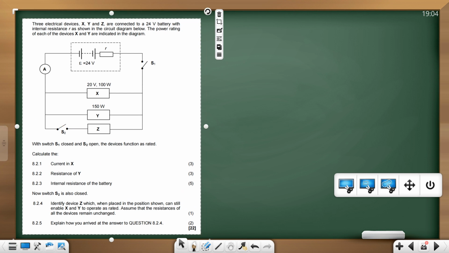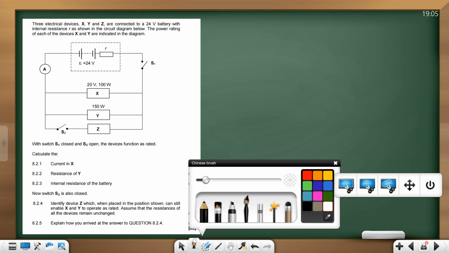3 electrical devices, X, Y, and Z, are connected to a 24-volt battery R, as shown in the circuit diagram below. The power rating of each of the devices, X and Y, are indicated. So the X, they're telling us is what? 100 watts. Is that fine? Y is 150 watts. But what type of connection do you see? Parallel. Automatically, parallel. P-A-I-D. Current is divided, but potential difference remains what?